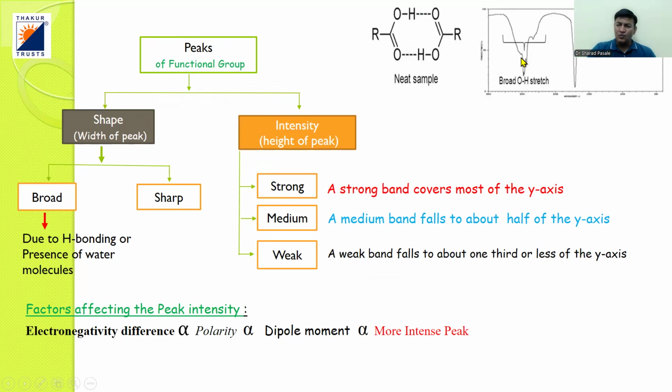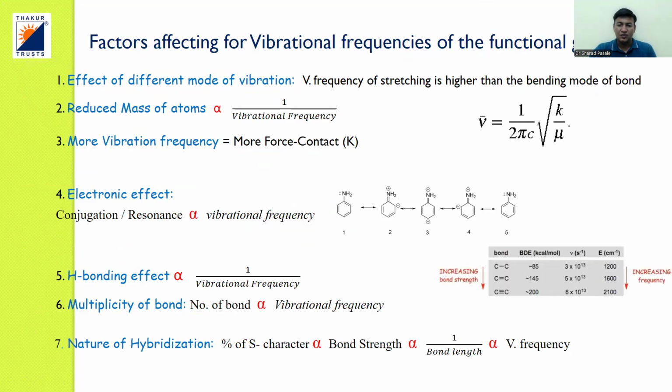I have given the explanation here: the broad spectrum is due to hydrogen bonding or the presence of water molecules. Only then will you find the broad spectrum. Otherwise, all peaks are either sharp, medium, or weak. Okay, so these are some explanations for why peaks are broad, sharp, and like that. Then what are the factors affecting these frequencies?